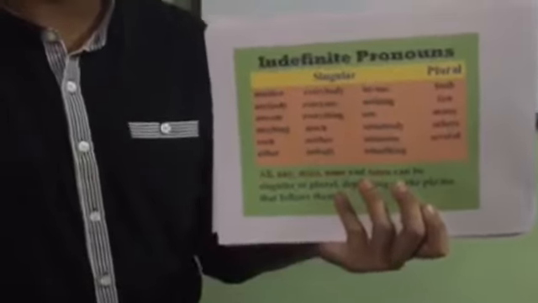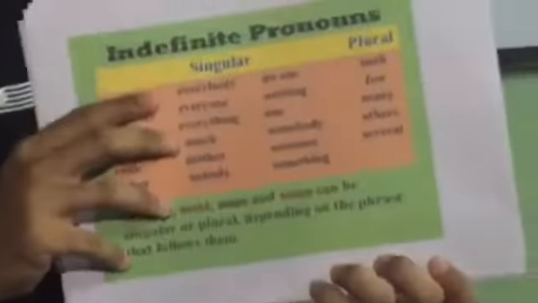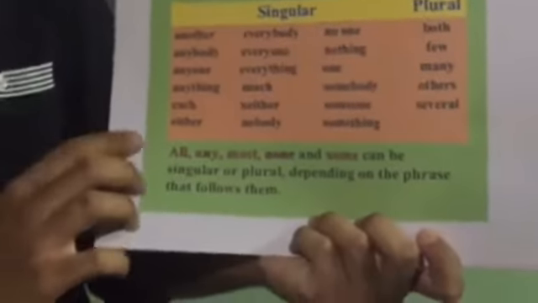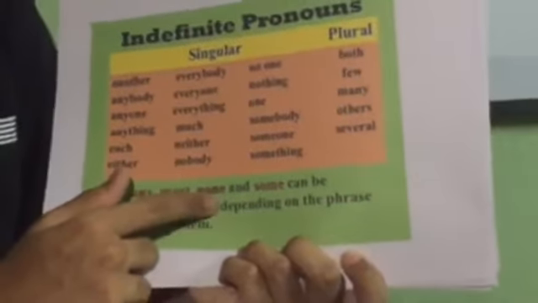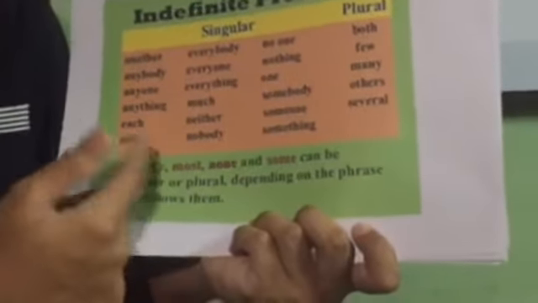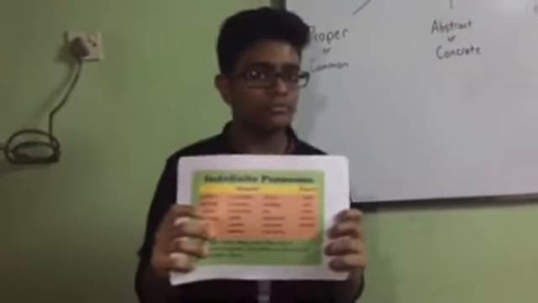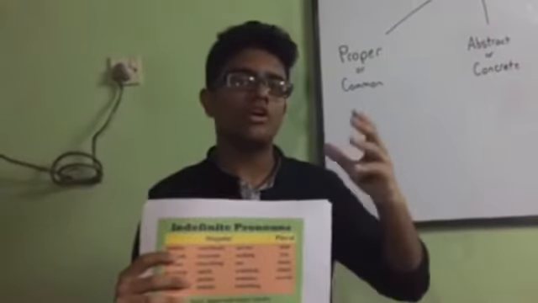Another kind are indefinite pronouns. These are pronouns that don't always have a specific number or a specific idea. It's a general pronoun. Such as another, anybody, everybody, both, few, some, many. These are indefinite pronouns. And whether or not they're singular or plural depends on the pronoun. For example, all, any, most, none, or some can be singular or plural depending on the way it's being used. So indefinite pronouns explain nouns that are not always specific.